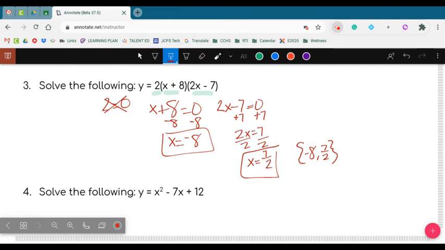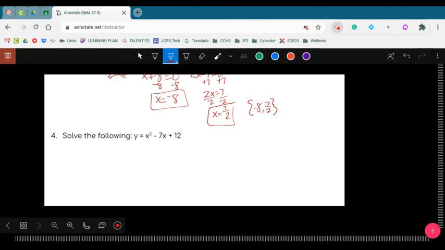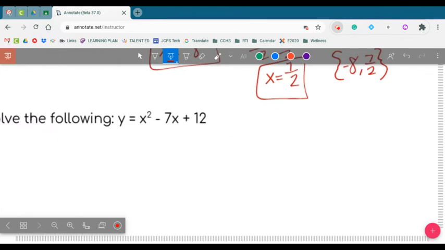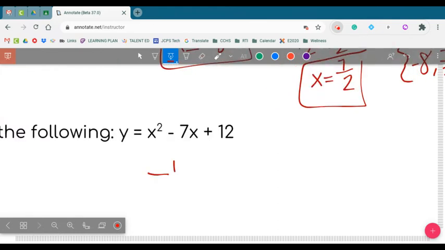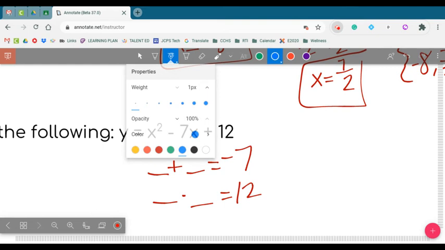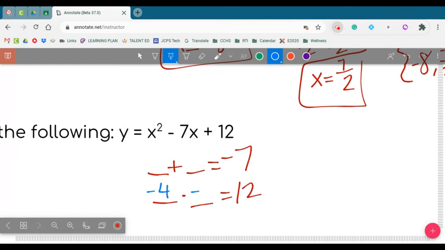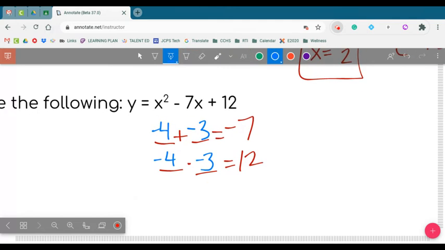Okay, next one is solve the following. Now this one, we don't have our parentheses first, so we're first going to have to factor it. What plus what equals negative 7, and what times what equals a positive 12? You should get negative 4 and negative 3. So we're going to have y equals, because we want to leave that, (x minus 4)(x minus 3).